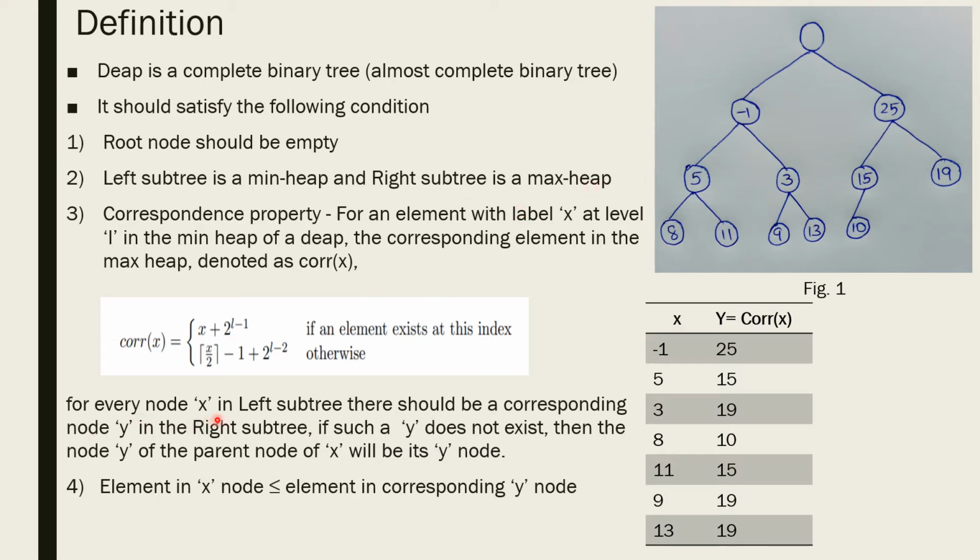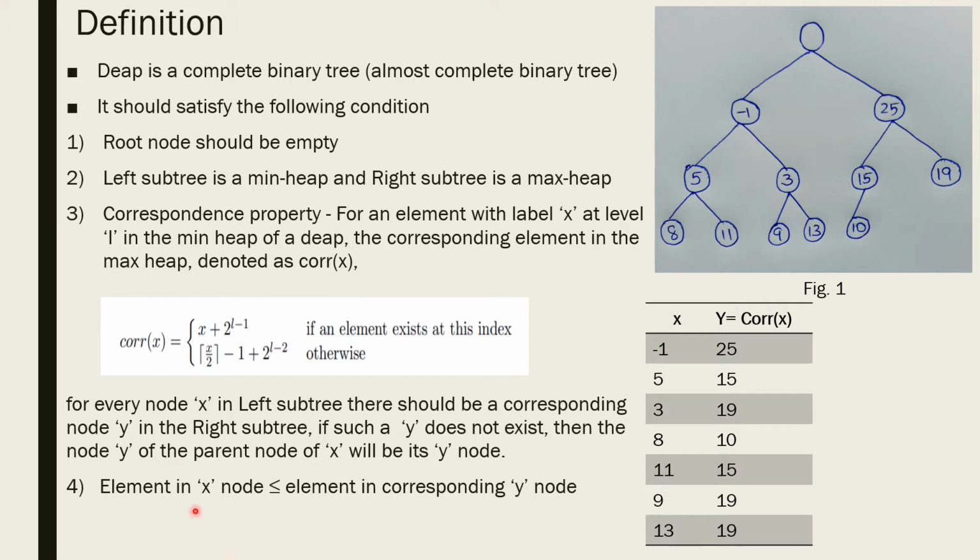For every node x in the left subtree, there should be a corresponding node y in the right subtree. And if such a node y does not exist, like in this case, then the y node of the parent node will be considered as the y node of such an element. Hope you guys understood that.